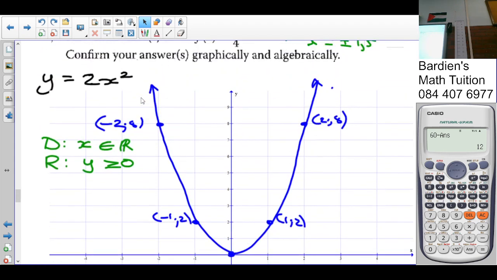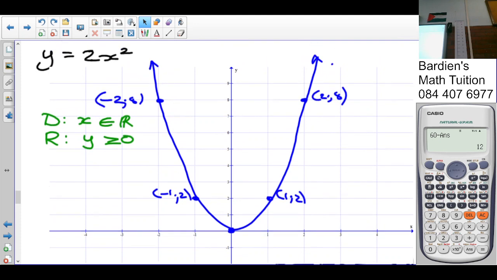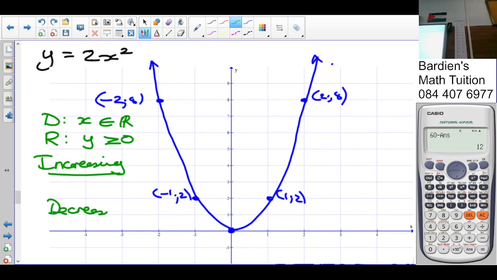Let's see where the graph is increasing. Where is this graph an increasing function? Where is the graph decreasing? Now, when we're reading the increasing and decreasing part of the graph, we always read from left to right. So make a note there. When we're reading our increasing or decreasing function, we always read from left to right.